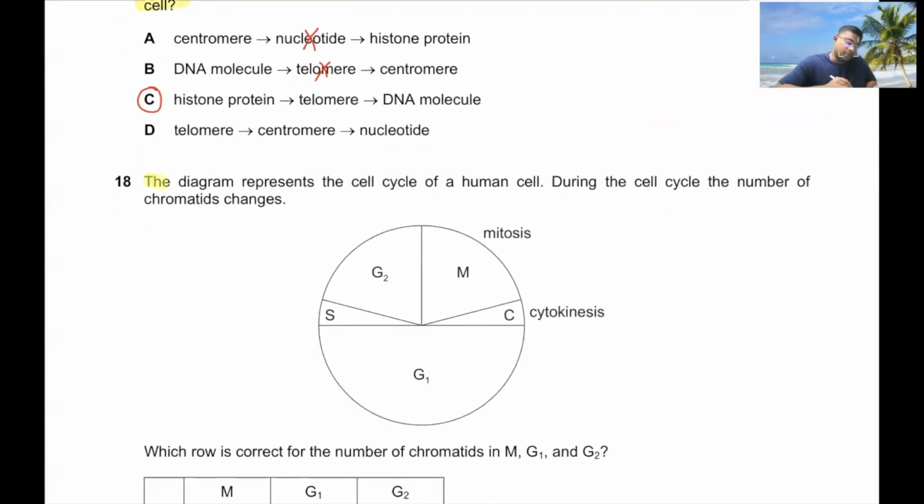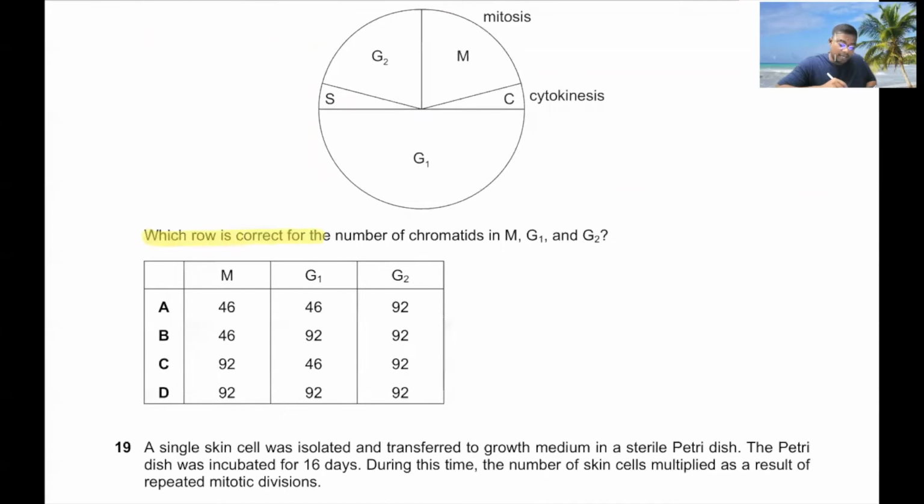The diagram represents the cell cycle of a human cell. During the cell cycle, the number of chromatids changes. Which row is correct for the number of chromatids in M, G1, and G2? In M, there is a total of 92 chromatids. We know during mitosis, 92 chromatids are present. In G1 phase, there will be a total of 46 chromosomes present. However, in G2 phase, it will again double up because in the S phase, DNA replication will occur.